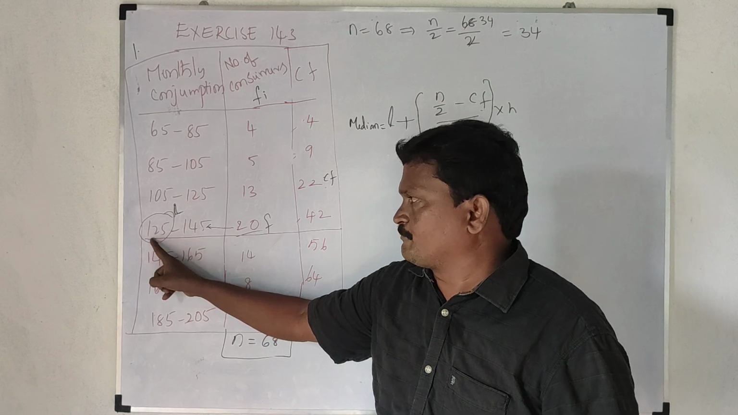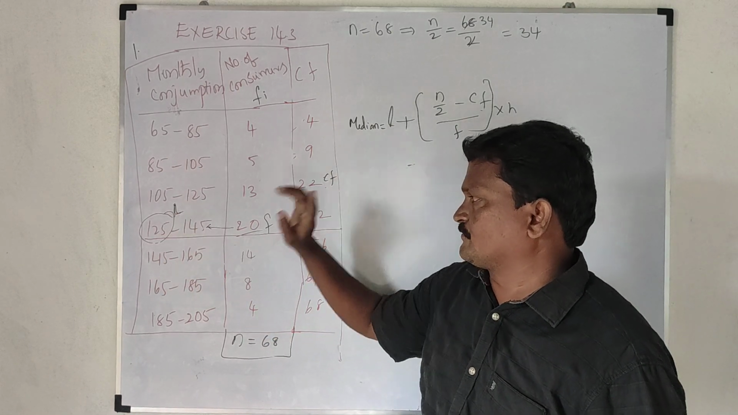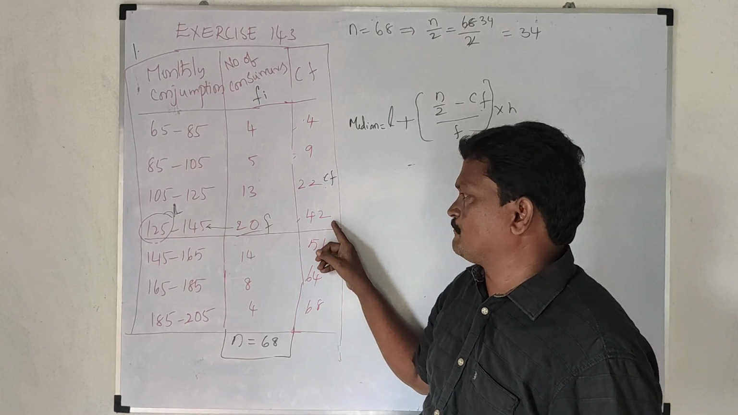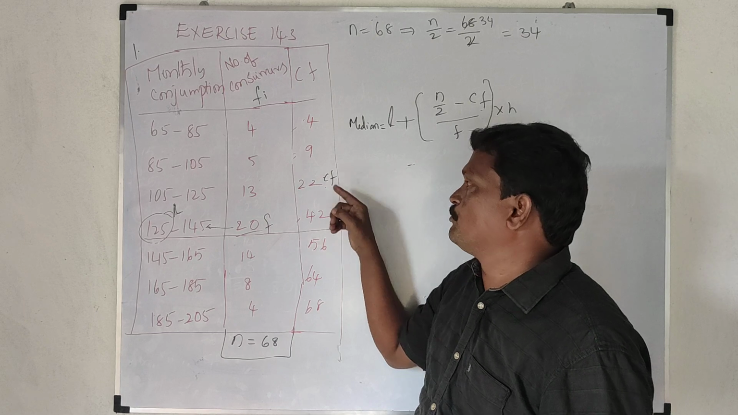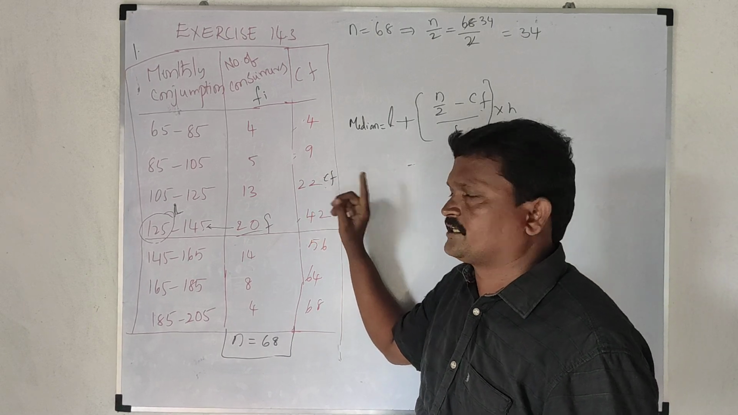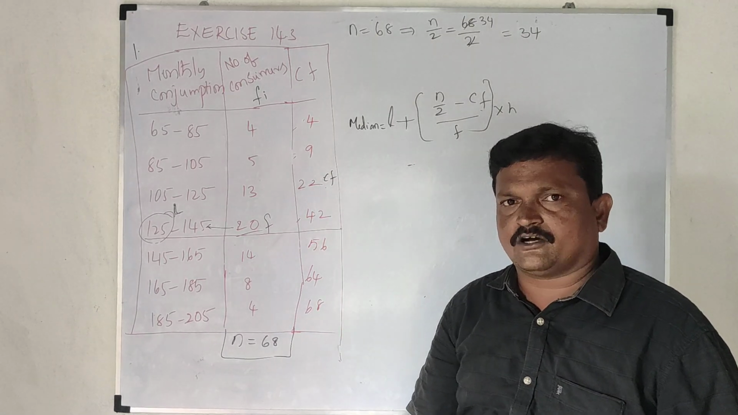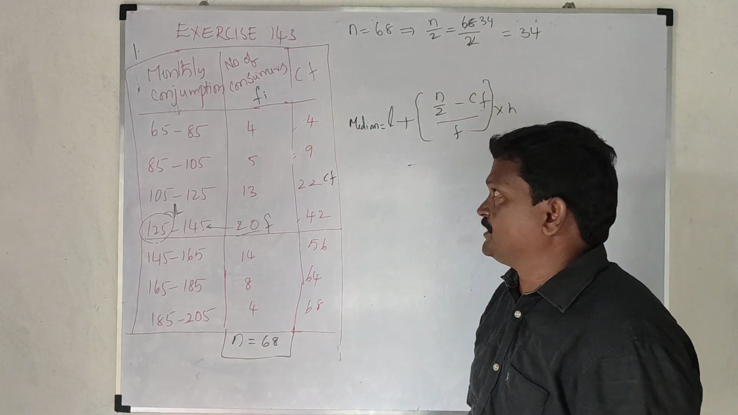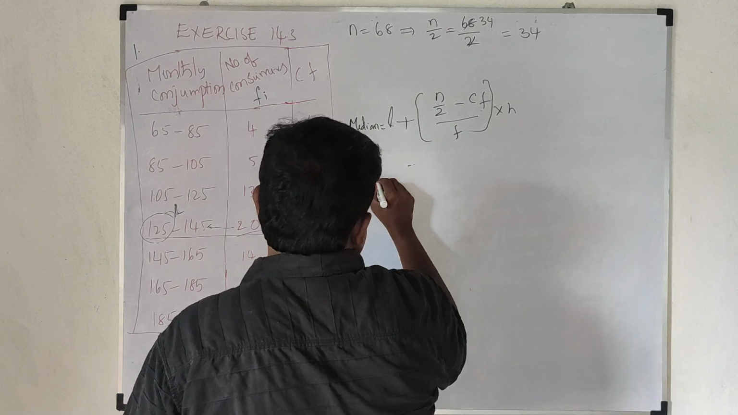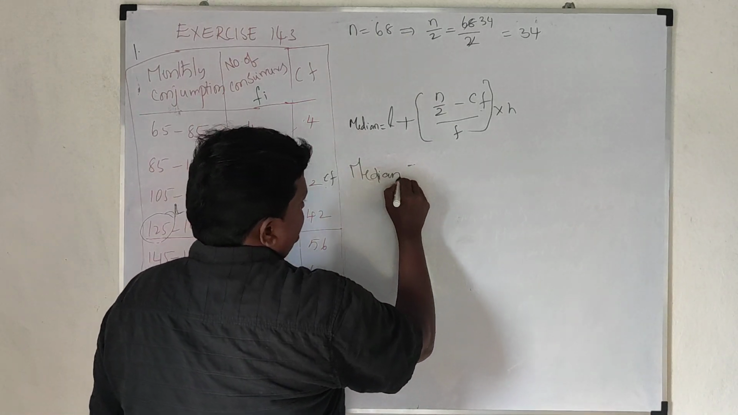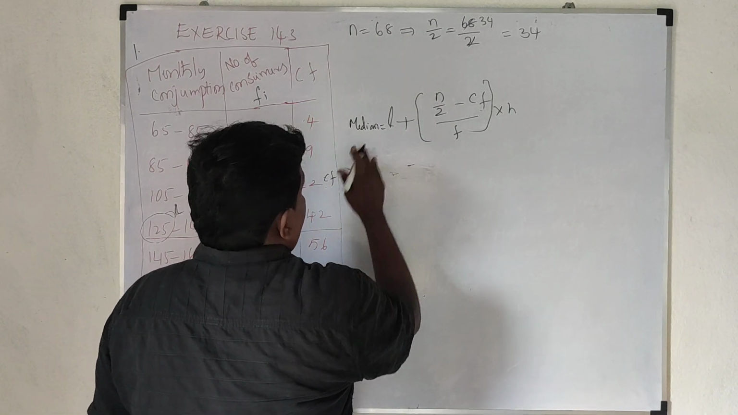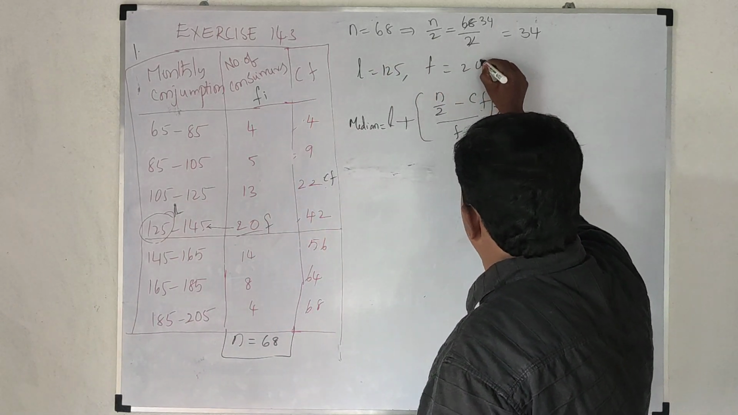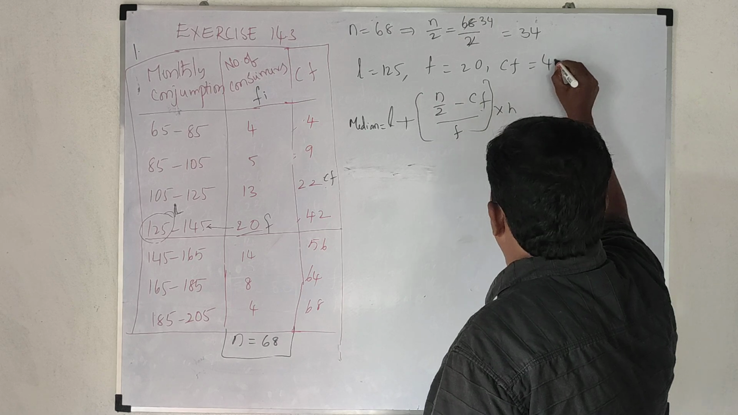In this, the lower boundary is 125, so that is L. The highest frequency becomes F. Exactly opposite to that one, the above number becomes the cumulative frequency. Now you can substitute all the values in the formula, then you will simply get the median. So median is equal to lower boundary, you have to write once here. L is equal to 125, F is equal to 20, CF is equal to 42.